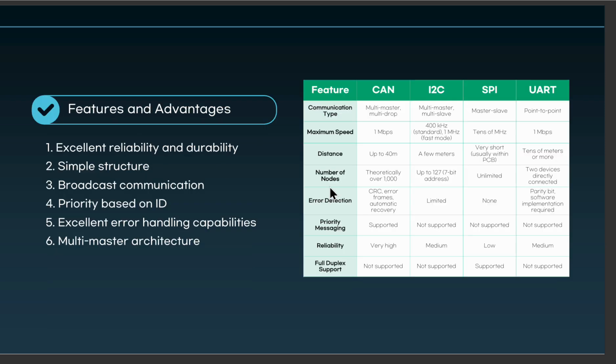Next, let's look at the features and advantages of CAN communication. CAN communication offers excellent reliability and durability. It also has a simpler structure compared to other communication methods. Additionally, it uses broadcast communication and has the ability to prioritize messages based on their IDs. Moreover, it features advanced error handling capabilities and operates with a multi-master structure. On the right, you can see a table comparing the features of CAN communication with other communication methods.